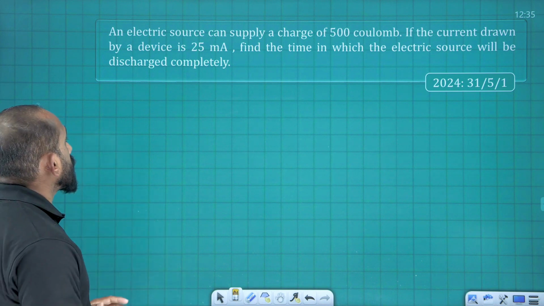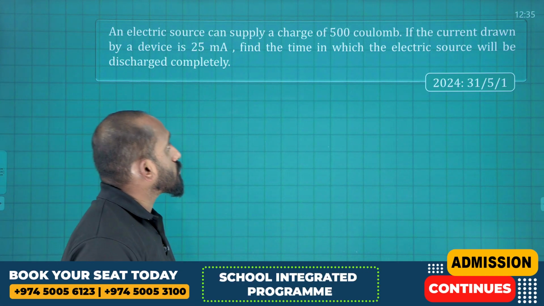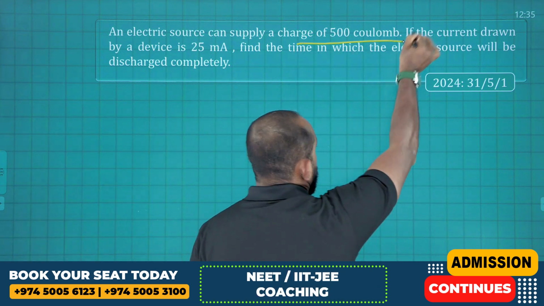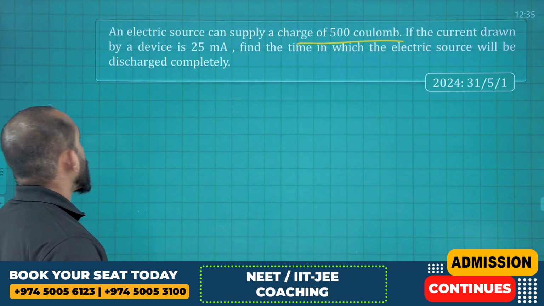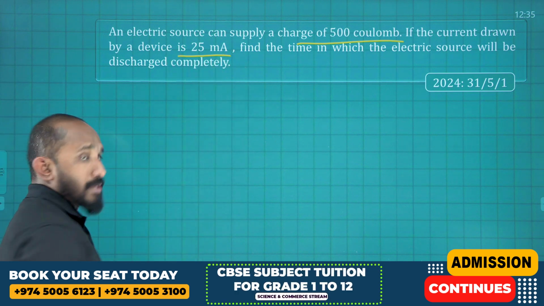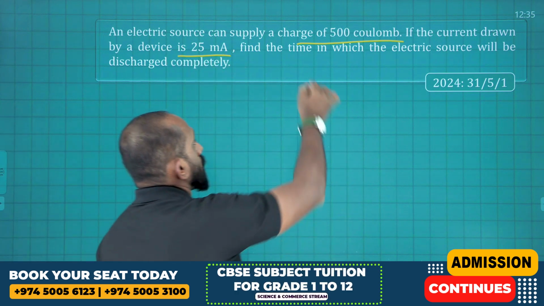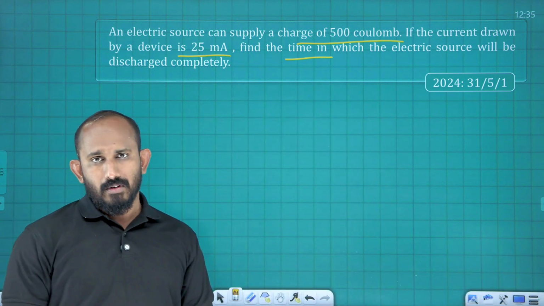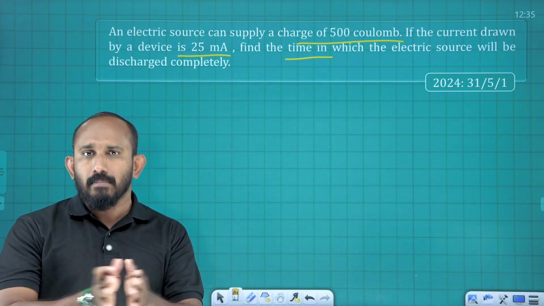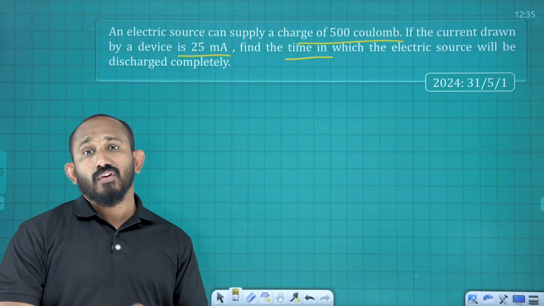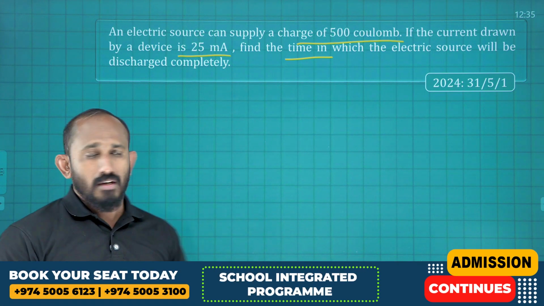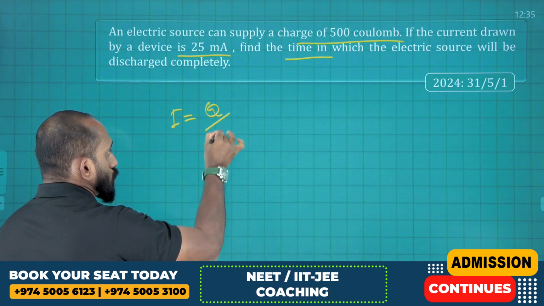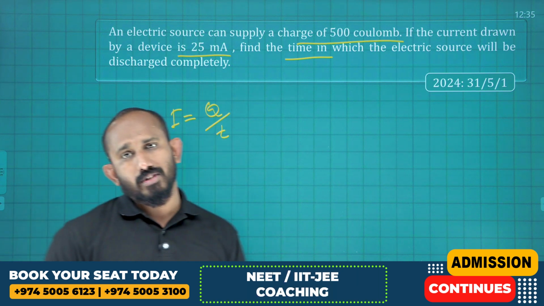An electric source can supply a charge of 500 coulomb. So there is a charge of 500 coulomb. If the current drawn by a device is 25 milliampere, find the time in which the electric source will be discharged completely. Discharge completely means pass the current completely out. We have the equation for current, charge and time relation: I equals intensity of current, I is equal to quantity of charge divided by time taken. I is equal to Q by T.